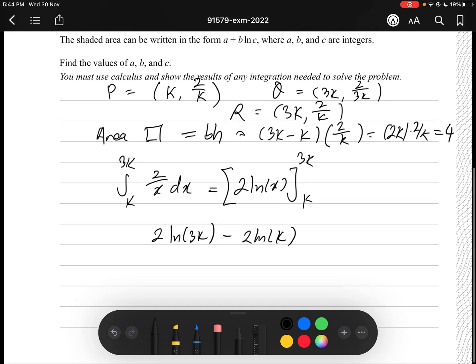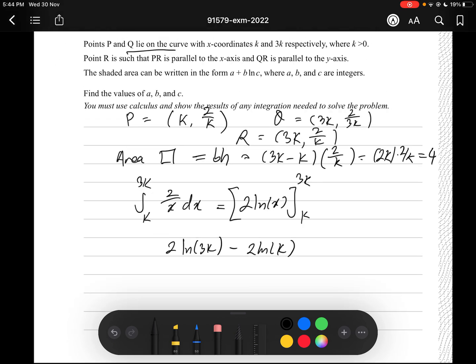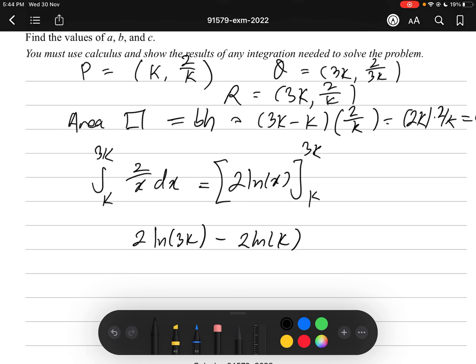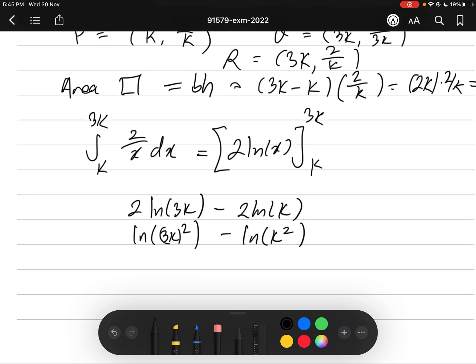Remember, we also had a similar situation before. We had 2 ln of 5 equals ln 25. We're going to use the same technique here. So we're going to say that 2 ln of 3k is equal to ln of 3k to the power of 2, minus ln of k to the power of 2. And this will give us ln of 9k squared minus ln of k squared.